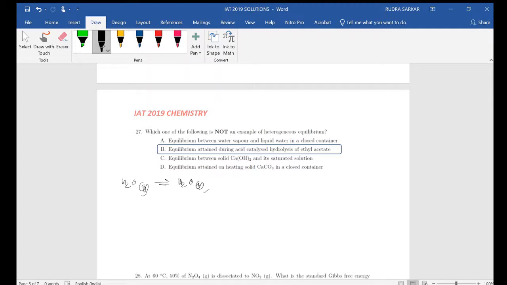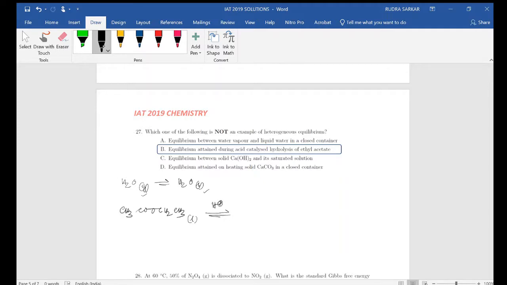Next we have CH3COOCH2CH3, that is ethyl acetate. So it says equilibrium attained during acid hydrolysis, acid catalyzed hydrolysis of ethyl acetate. So this is, we know, a liquid.